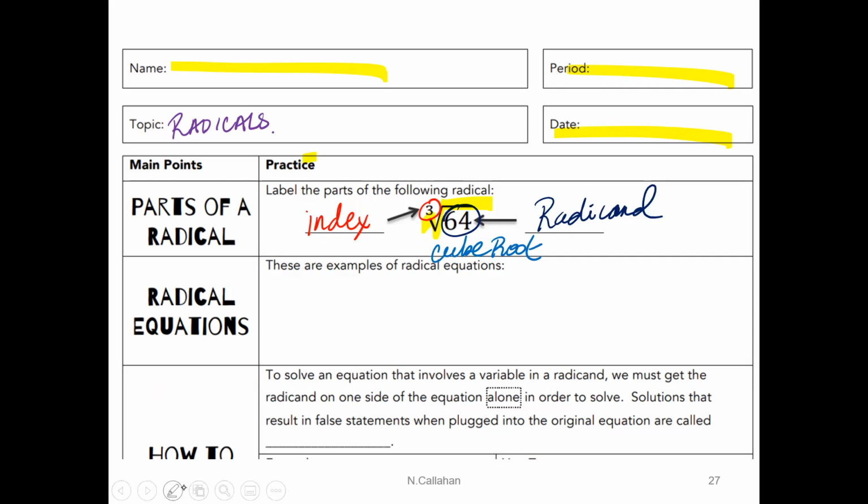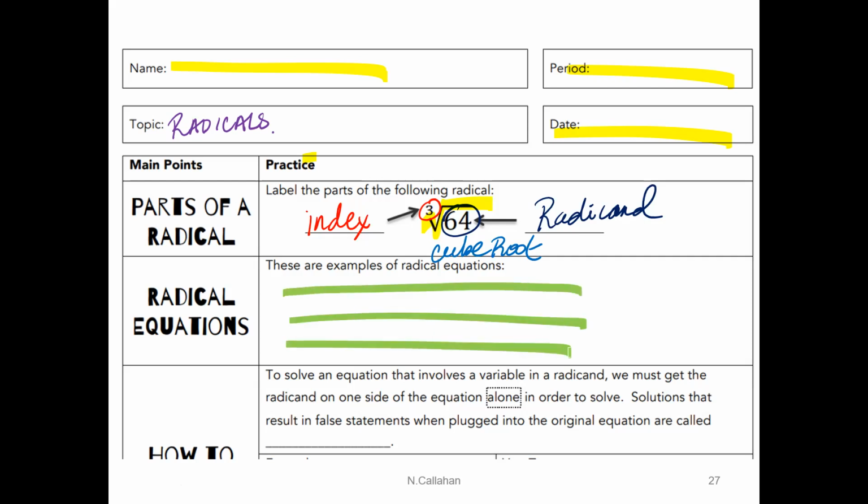So next what I'll have you guys do is I want you to create an example of a radical equation. You can create it however you want in your head. What do you think it should look like? So there's no wrong answers. So take a moment and do that.